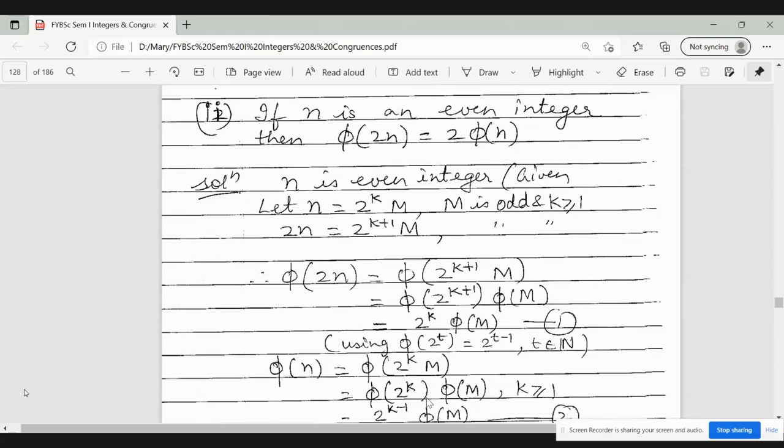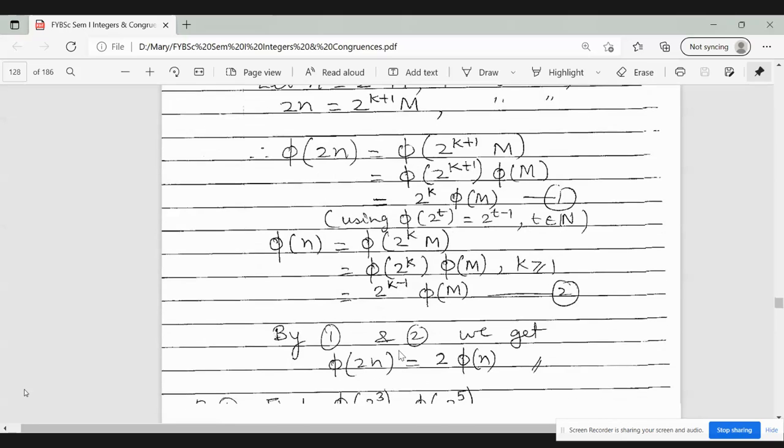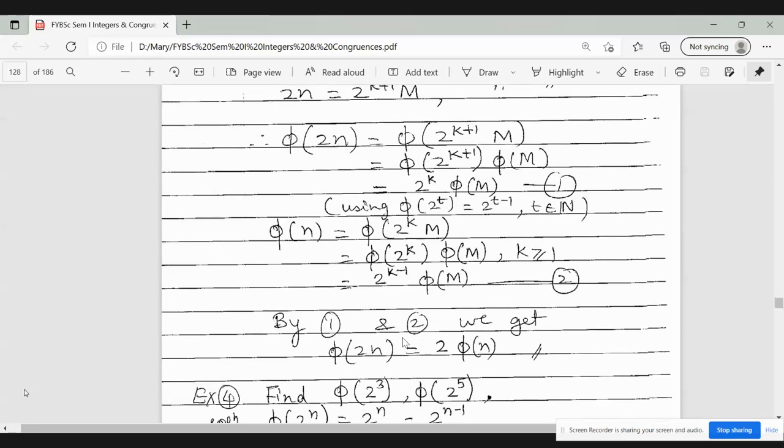Now what is phi of n? N is this number. So again this is 2 raised to k minus 2 raised to k minus 1. So here again you will get 2 raised to k minus 1 into phi of m. And so when I compare this phi of 2n and this phi of n, what we are getting is 2 times phi of n. Okay. So how to write down these proofs, that all you should know now.